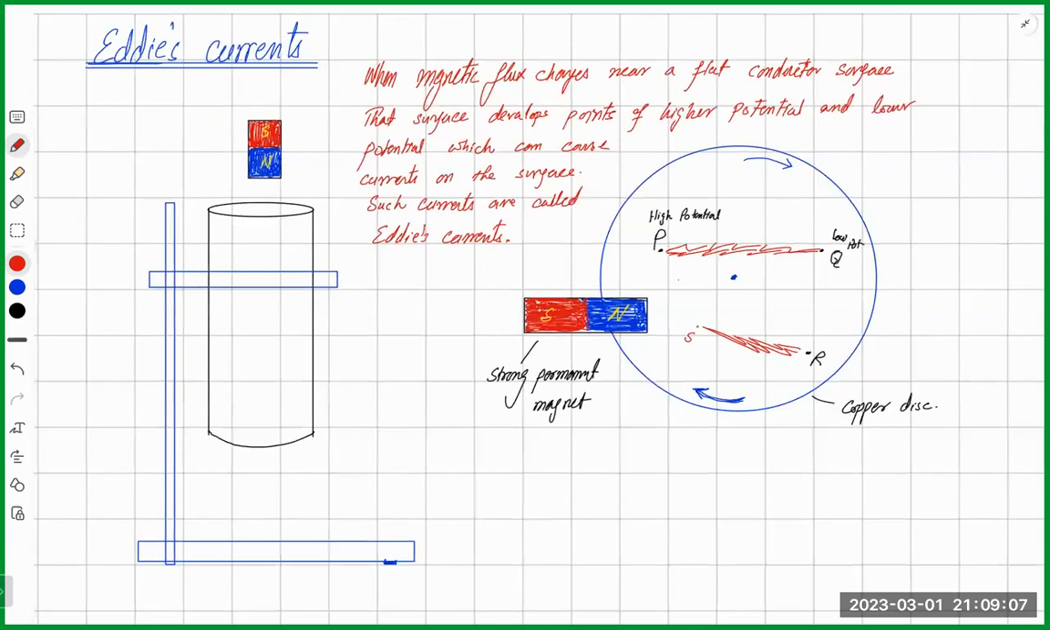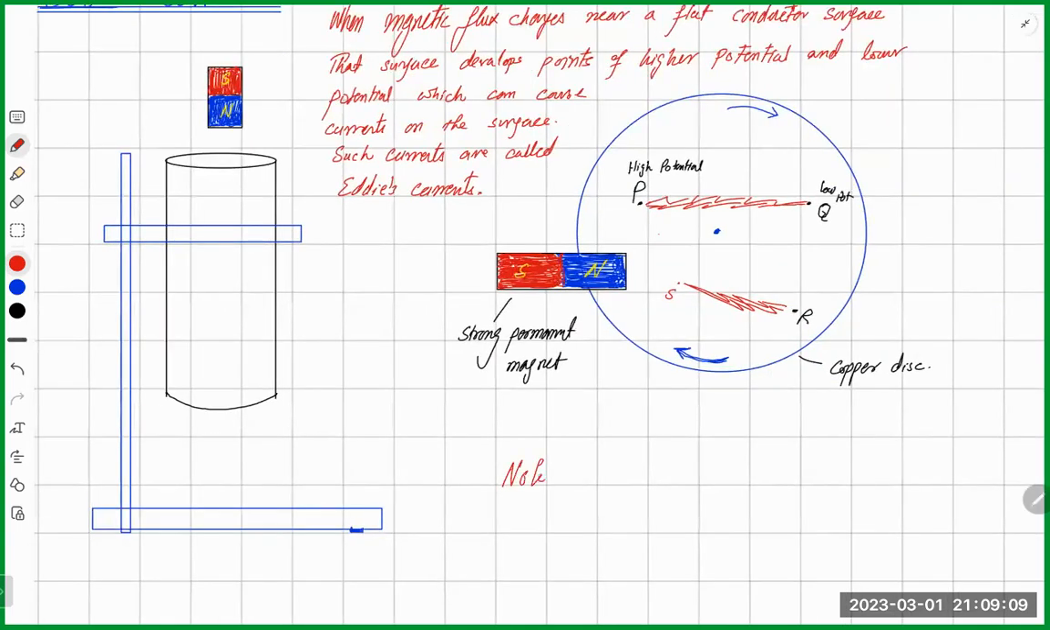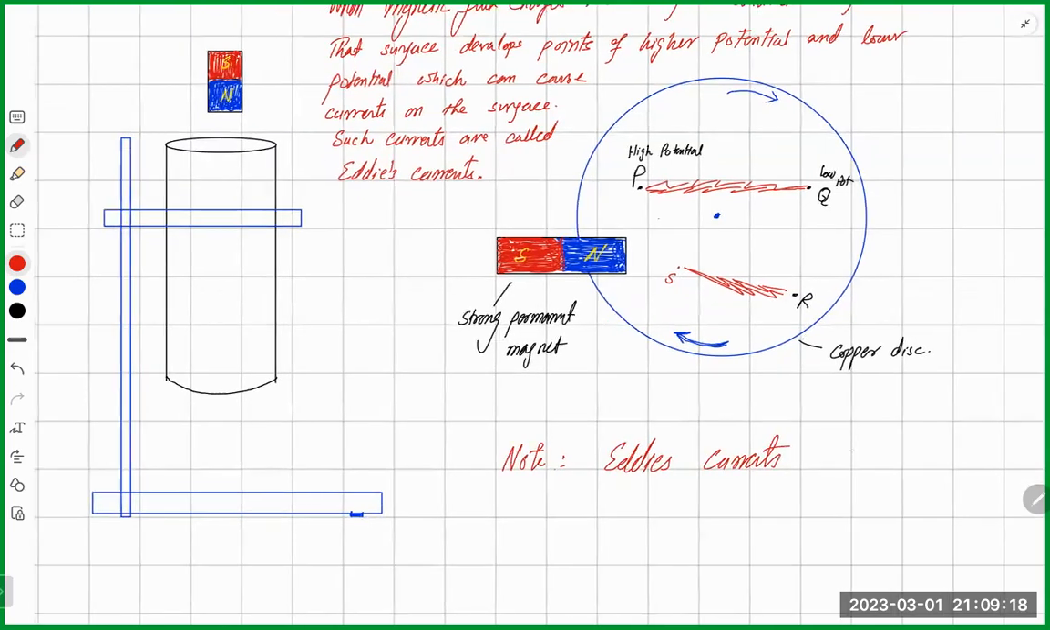So eddy currents, note, eddy currents cause increase in temperature of the surface. Eddy currents can cause increase in temperature of the surface.